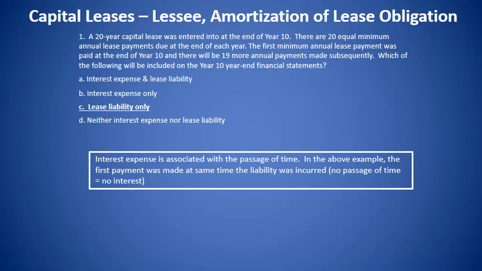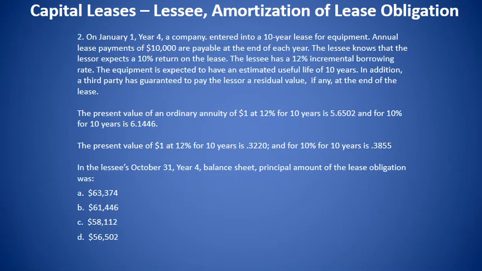Let's try question number 2. And the good news about question number 2, it's a little more conventional than question number 1. On January the 1st, year 4, a company entered into a 10-year lease for equipment. Annual lease payments of $10,000 are payable at the end of each year. The lessee knows that the lessor expects a 10% rate of return on the lease, and that's basically an implicit interest rate. The lessee had a 12% incremental borrowing rate. The equipment is to have an estimated useful life of 10 years.